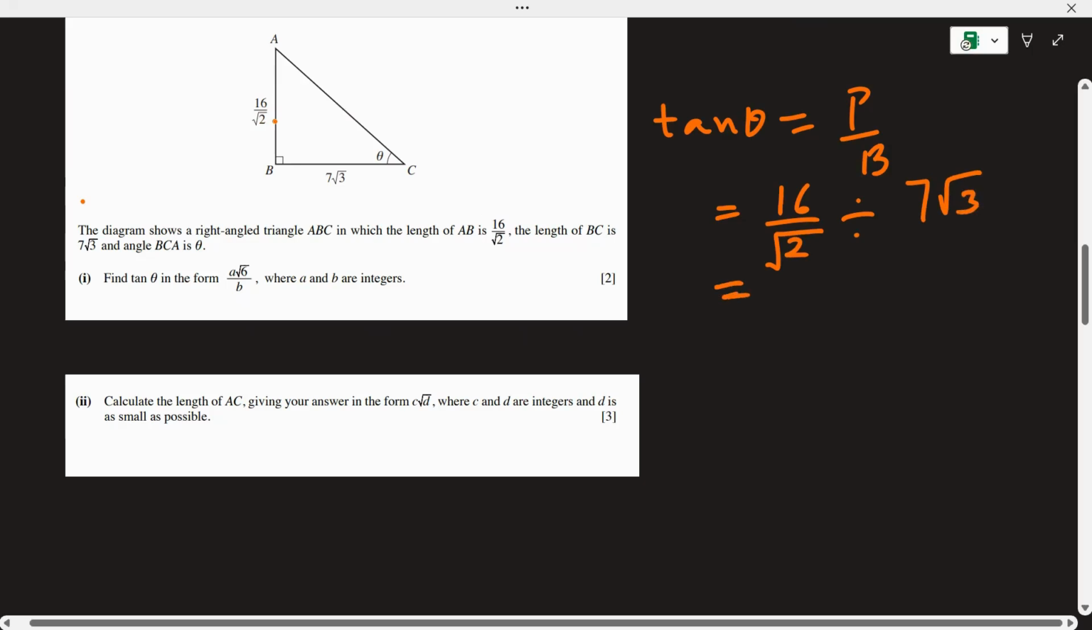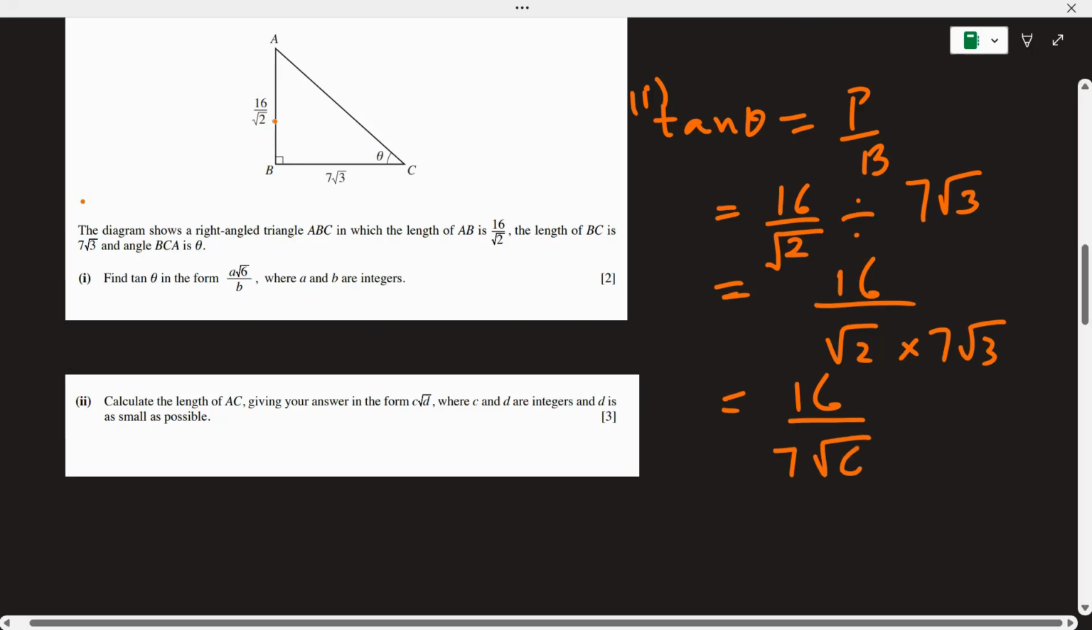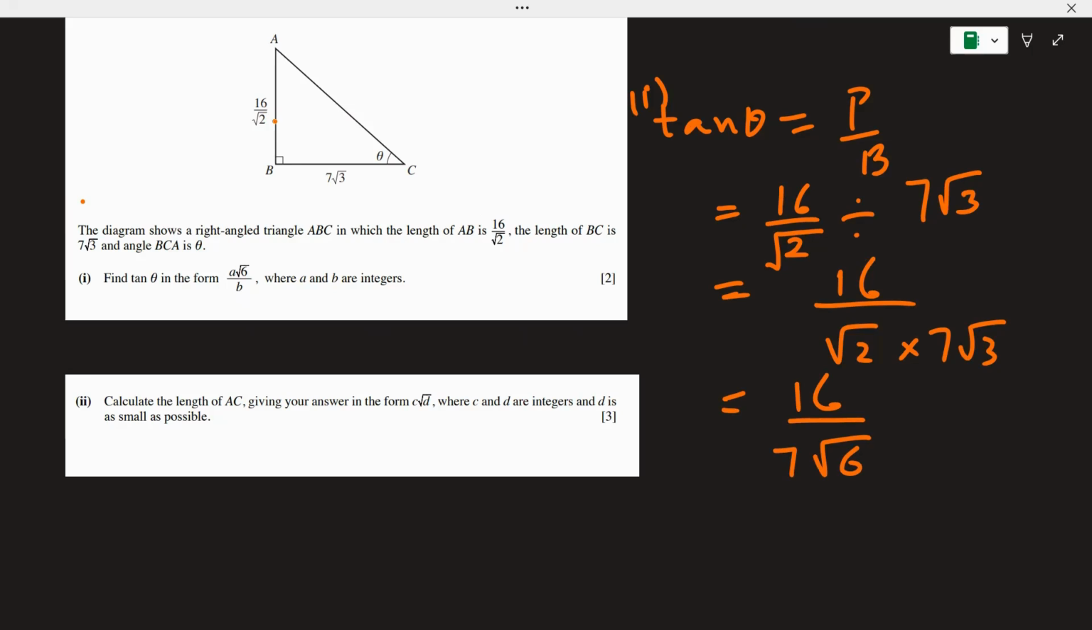Now you can take its reciprocal, and here you will write, we are doing part 1 here. Now you can write 16 over 7 times under root 6. Now in the question you can see that you have to give your answer in the form of a under root 6 over b, meaning again you have to remove this surd.